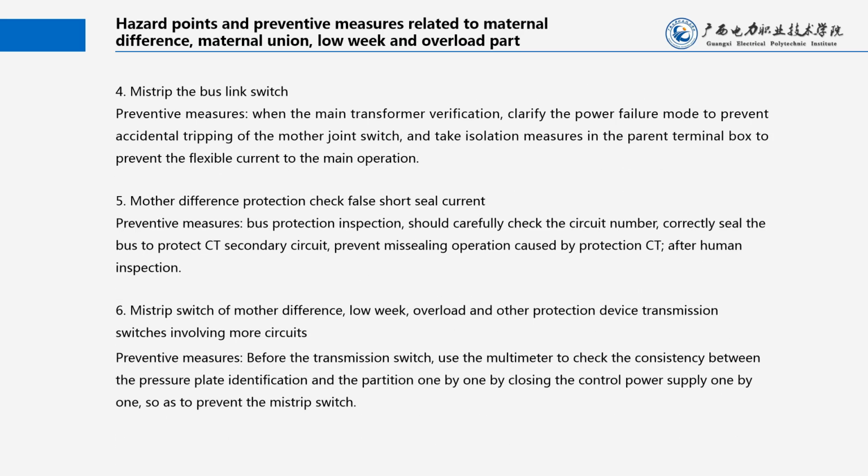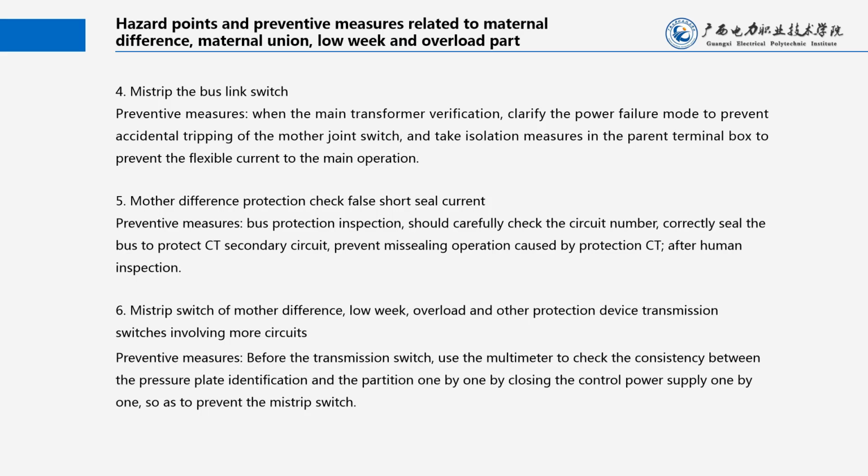4. Mistrip the bus link switch. Preventive measures. When the main transformer verification, clarify the power failure mode to prevent accidental tripping of the bus link switch, and take isolation measures in the bus link terminal box to prevent the flexible current to the main operation. 5. Bus difference protection. Check falls short seal current. Preventive measures. Bus protection inspection. Should carefully check the circuit number, correctly seal the bus protection CT secondary circuit, prevent mis-sealing operation caused by protection CT, after human inspection.